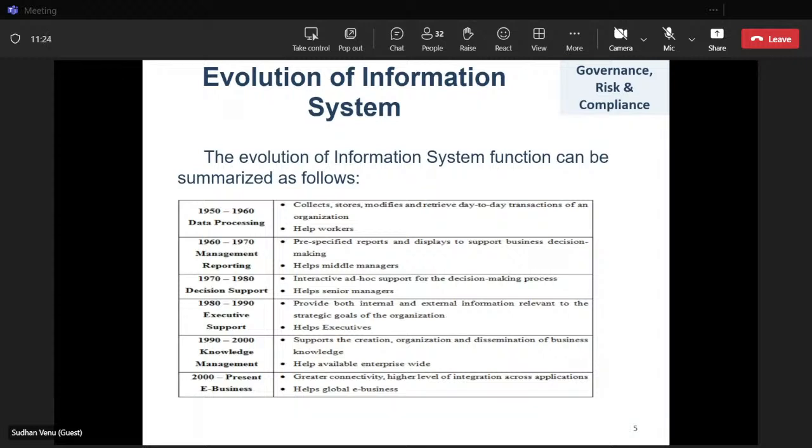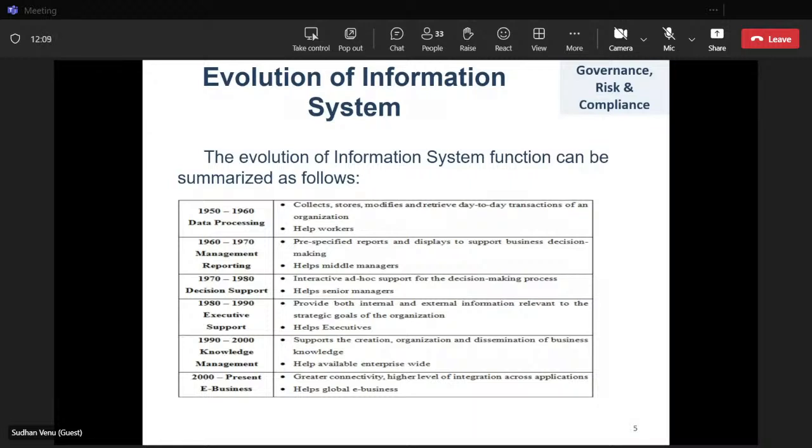And the next one is for 1960s to 70s. We can call it the management information system, the MIS. That is for predefined reports and displays to support business decision making. It will help the mid-level managers with detailed information reports, typically for transaction processing activities, or a summary of the information formatted so that individuals can easily review it quickly by using MIS and management reporting.